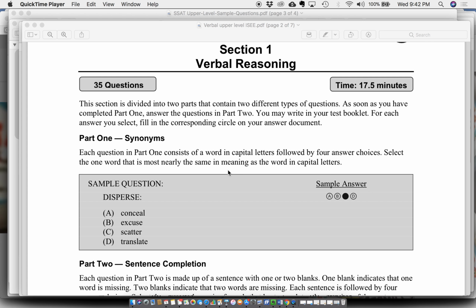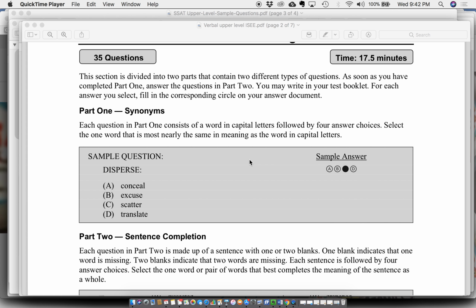Well, let's take a look now at synonyms. Each question in part 1 consists of a word in capital letters followed by 4 answer choices. And you're going to select the one word that is most nearly the same in meaning as the word in capital letters. Okay? So let's take a look at disperse. And disperse, as you can see here, means to scatter.